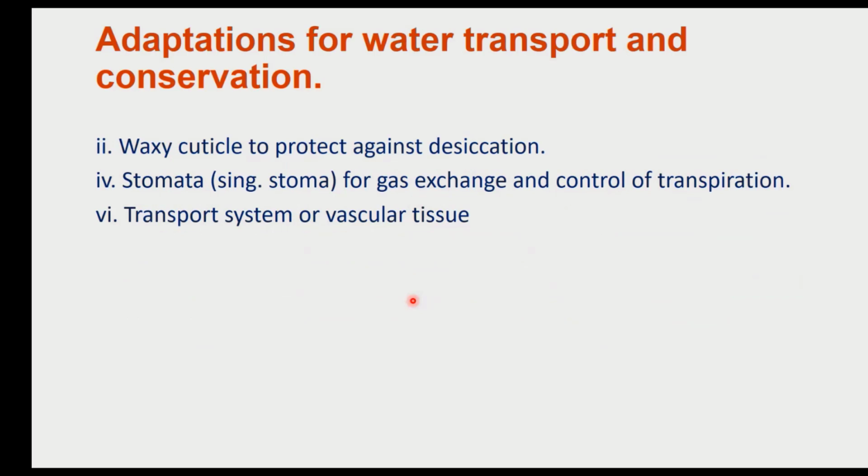Then adaptations for water transport and conservation, where we did mention one of these in the previous slides just now, such as the waxy cuticle to protect against desiccation, and stomata, also called stoma, for gaseous exchange and the control of transpiration, and the transport system or vascular system.